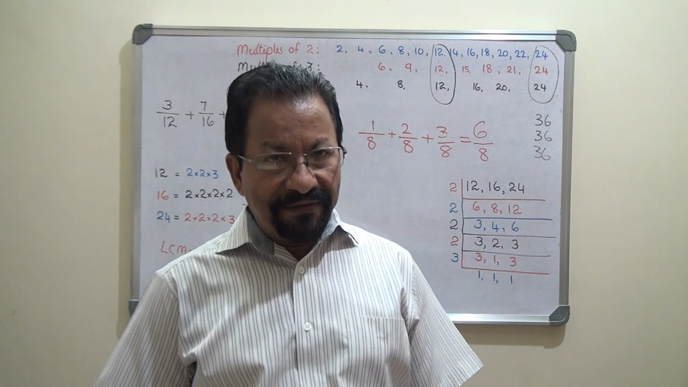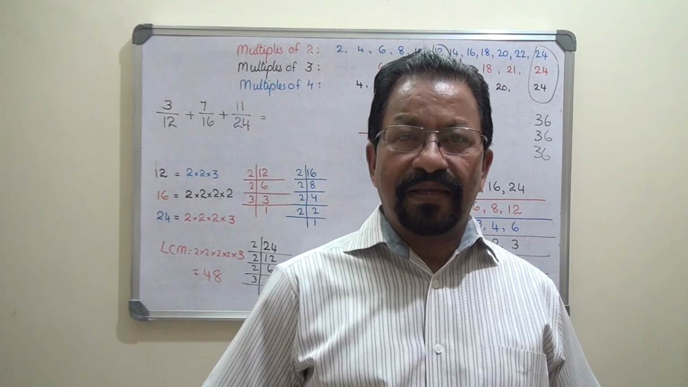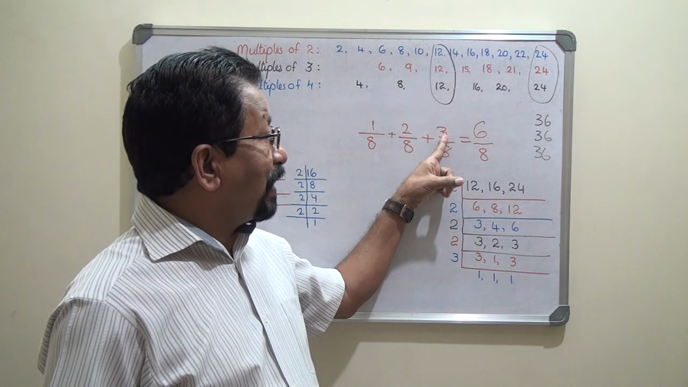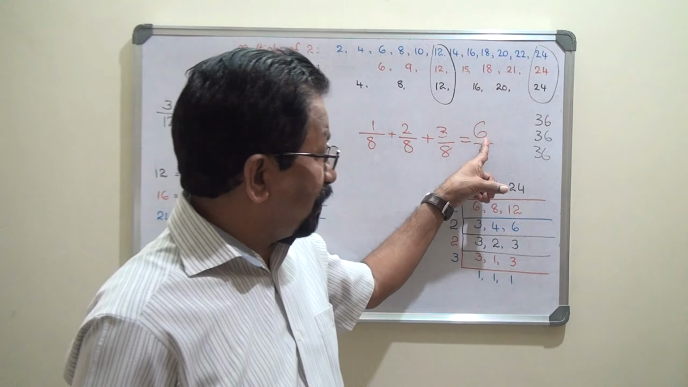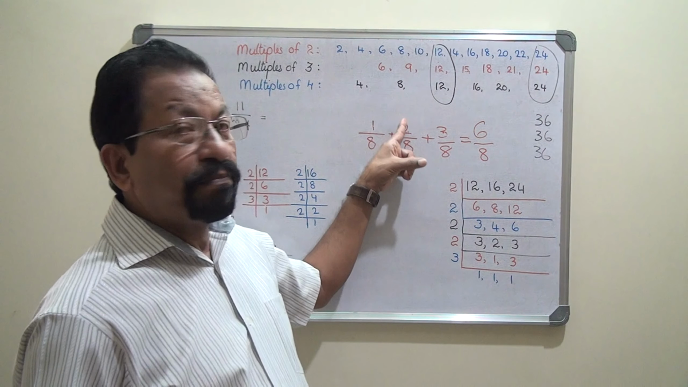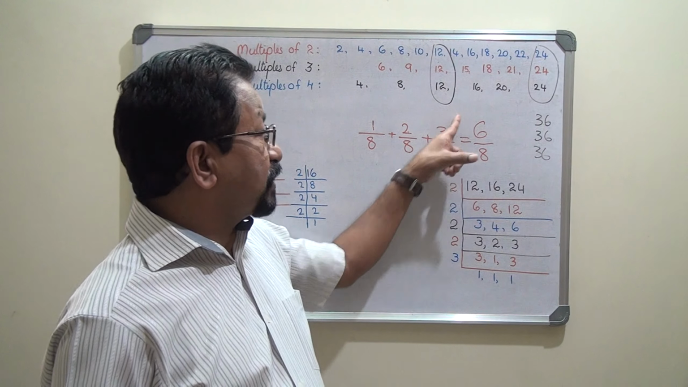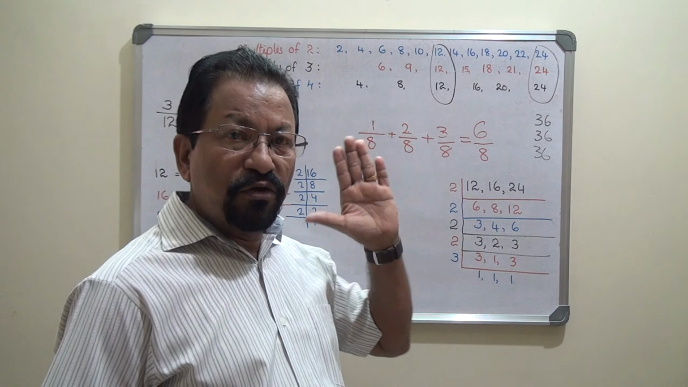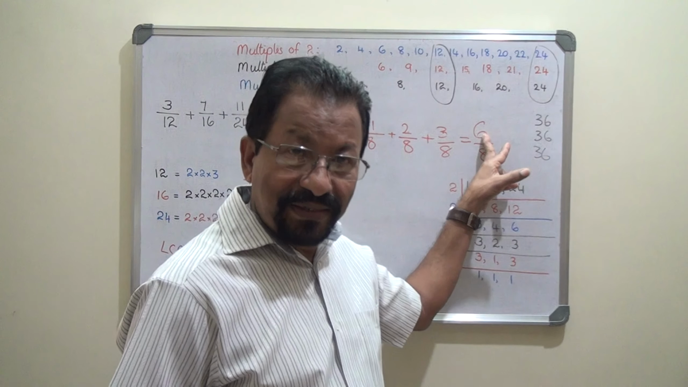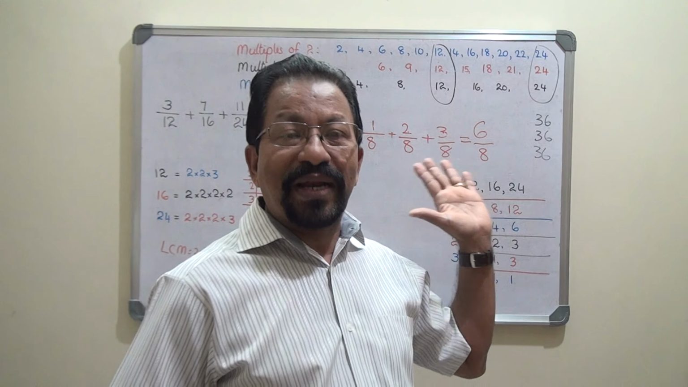If the denominators of the given fractions are the same, 2 fractions or more than 3, you just add the numerators and write the sum as the numerator of the answer. Just write the same denominator. For example, 1 by 8 plus 2 by 8 plus 3 by 8 is 6 by 8, not 6 by 24. So if the denominators are the same, only add the numerators, and write the common denominator as it is, don't add it.